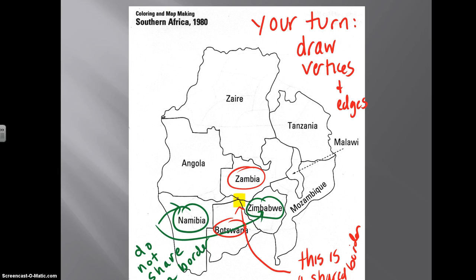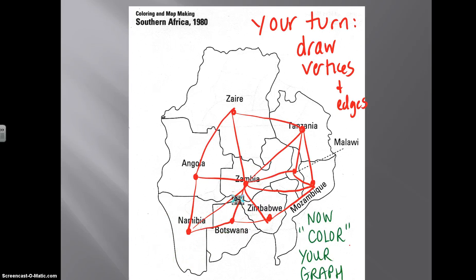All right, so please start by putting vertices in each of your countries in Southern Africa and connect them with the edges for showing which countries share a border. So take a minute and try that. Put your machine on pause and see, did you get this? All right, so now we're going to color this map.